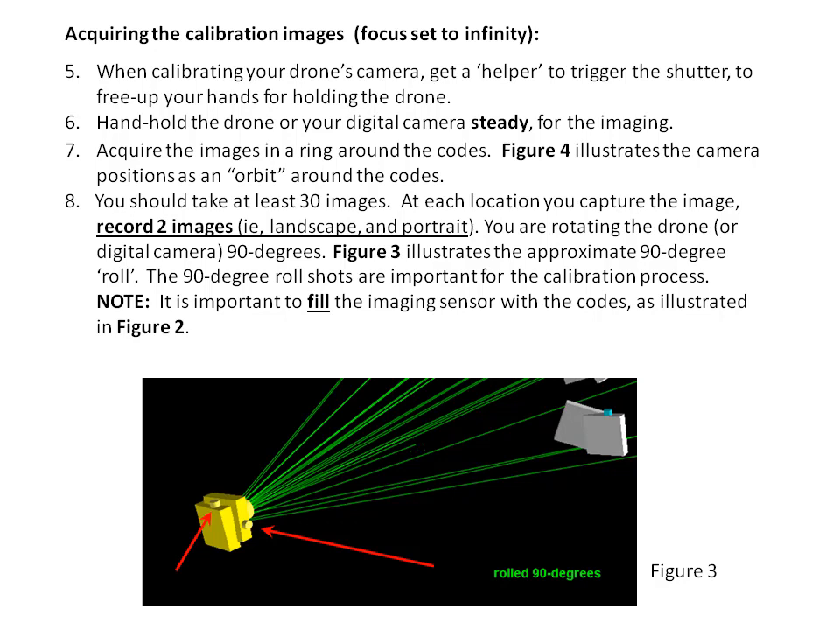8. You should take at least 30 images. At each location you capture the image, record 2 images, in other words, landscape, and portrait orientation. You are rotating the drone, or digital camera, 90 degrees. Figure 3 illustrates the approximate 90-degree roll. The 90-degree roll shots are important for the calibration process. Note, it is important to fill the imaging sensor with the codes, as illustrated in Figure 2.